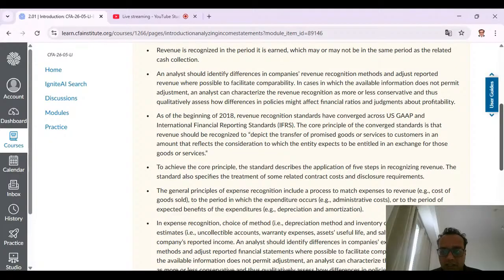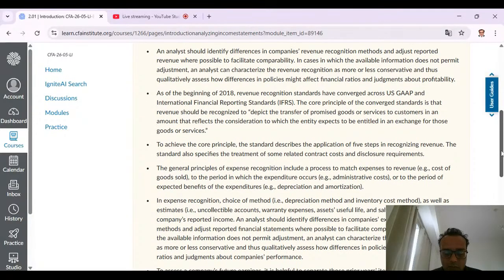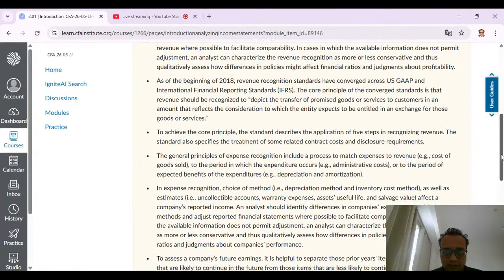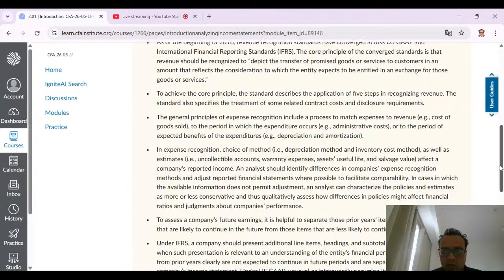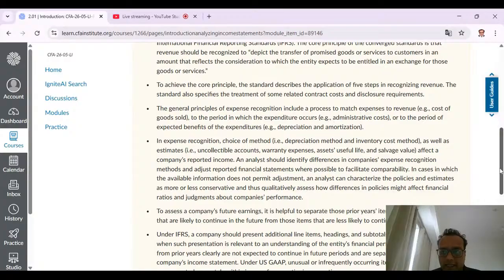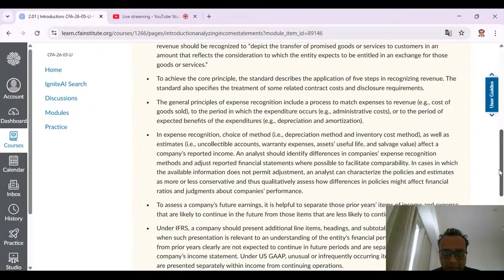The core principle of the converged standard is that revenue should be recognized to depict the transfer of promised goods to customers in an amount that reflects the consideration to which the entity expects to be entitled in exchange for the goods and services. To achieve this core principle, the standard describes the application of 5 steps in recognizing revenue. As well, there are cost-related aspects that need to be apportioned with time.